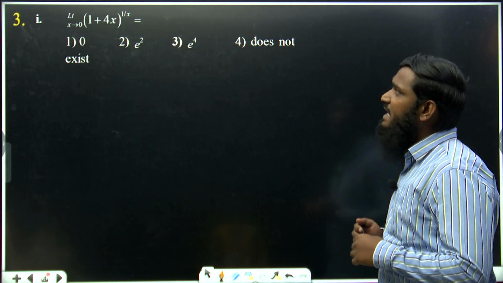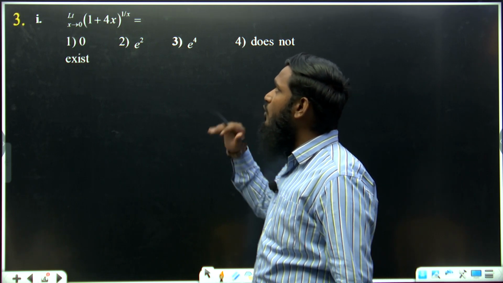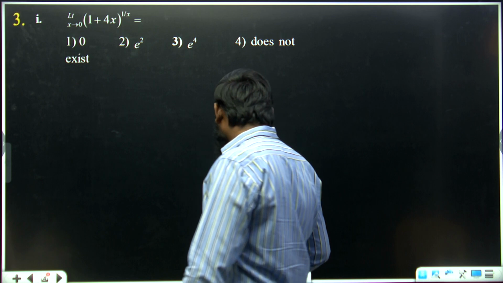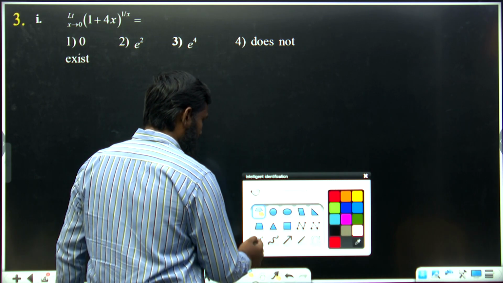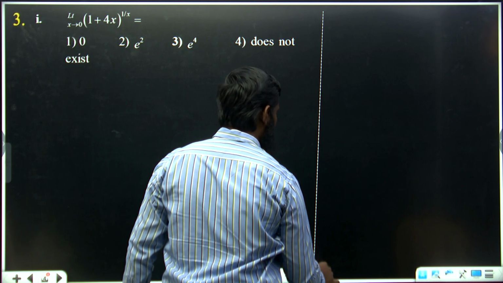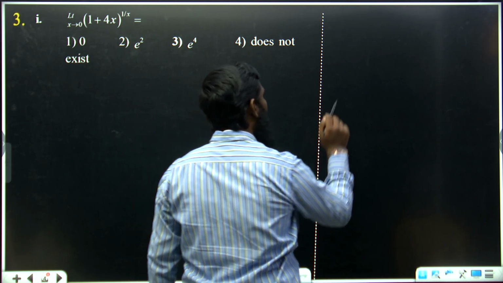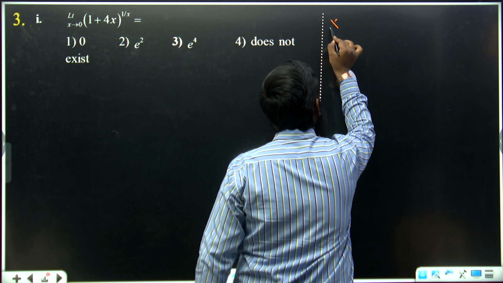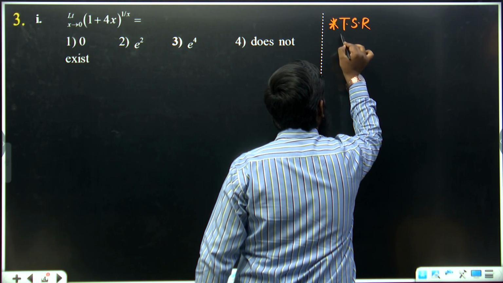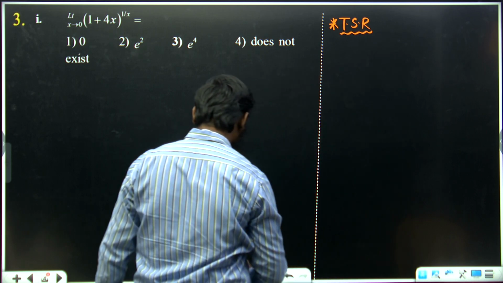Now let us continue with the questions. First question: limit x tends to 0, (1 plus 4x) whole power 1 by x. Let us see this part. Now I will give you a simple TSR, a time saving result.